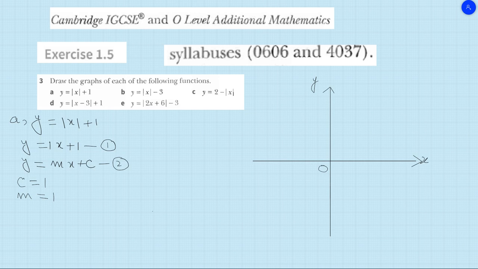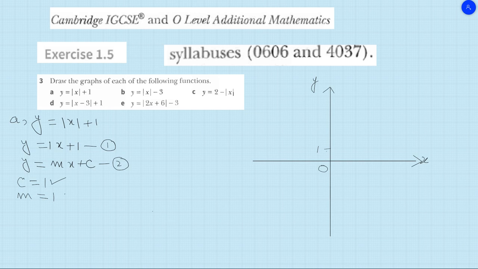Now, in order to draw the line of equation number 1, y is equals to x plus 1, first we have to point out our y-intercept. Our y-intercept is 1. You can take 1 square is 1 or 2 squares is 1, no matter. So I am taking 1 square is 1. This is our y-intercept.